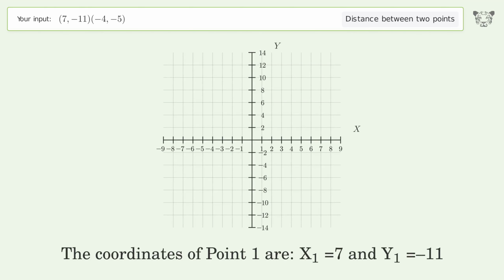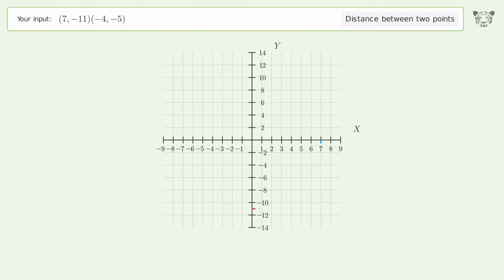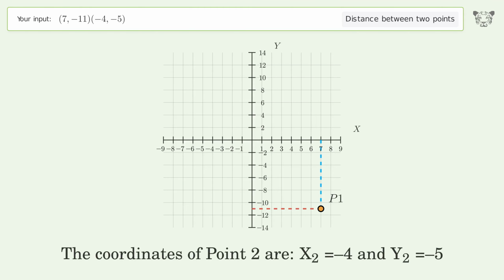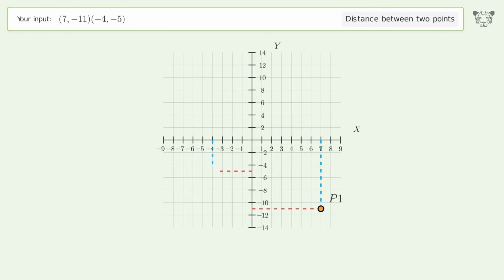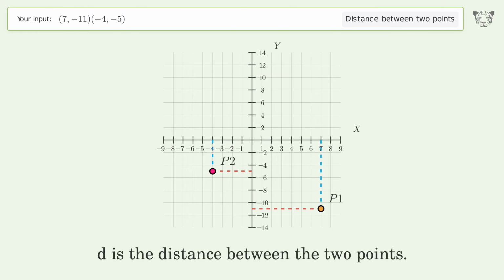The coordinates of point 1 are x1 equals 7 and y1 equals -11. The coordinates of point 2 are x2 equals -4 and y2 equals -5. D is the distance between the 2 points.